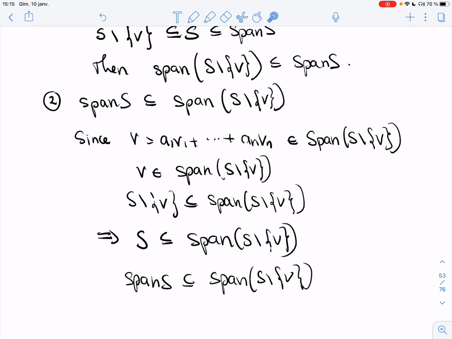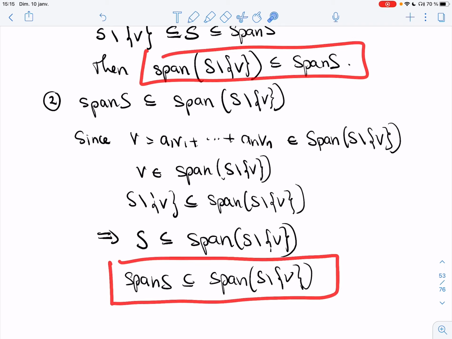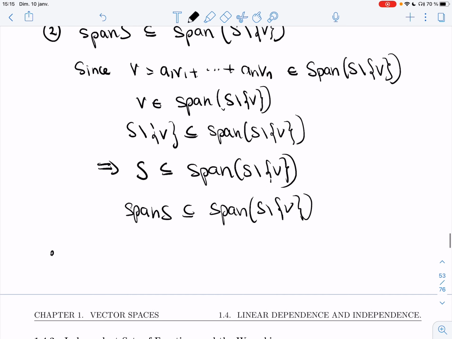All right, so we proved one inclusion here, the other inclusion here, so the two sets contain each other, and that means that span of S equals span of S minus V. All right, so V was a redundant vector. I didn't need it to get everything I wanted. Not needed as a generator.